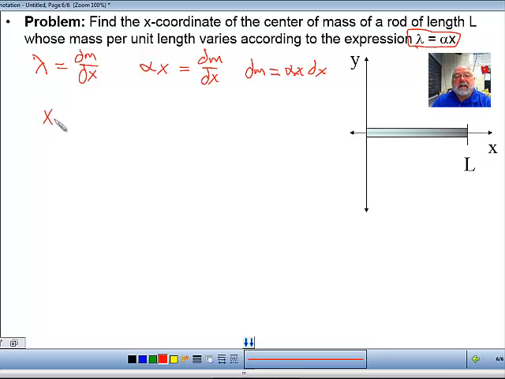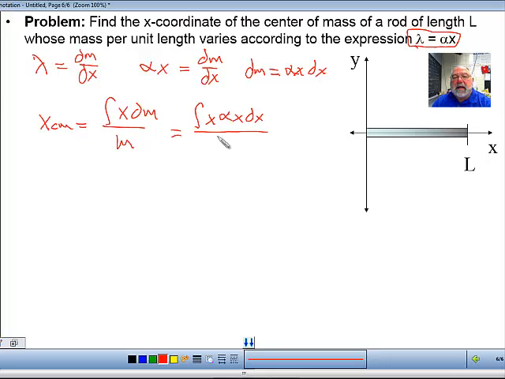So the center of mass in the x direction. That was a funky way of writing that. X, center of mass, is equal to the integral of x dm over the total mass. Well, the integral of x dm, here's dm, is alpha x dx over the total mass. I know we need to do some more work down here, but I want to get the top side done first. And we're going to integrate from 0 to L.